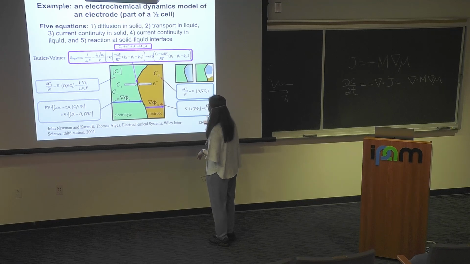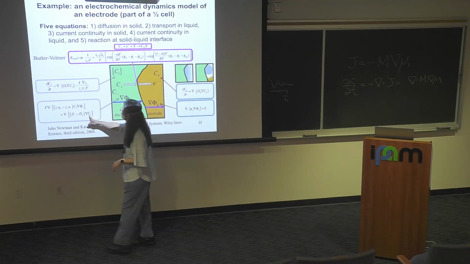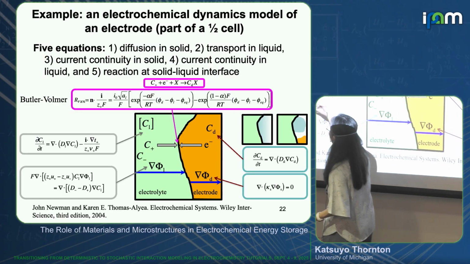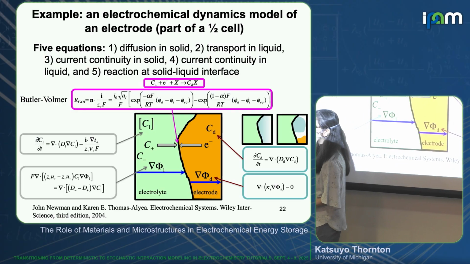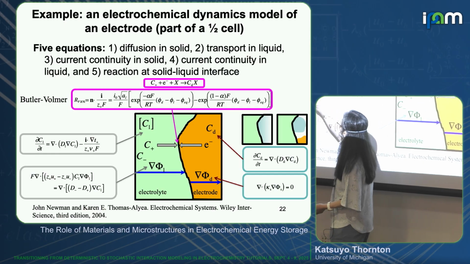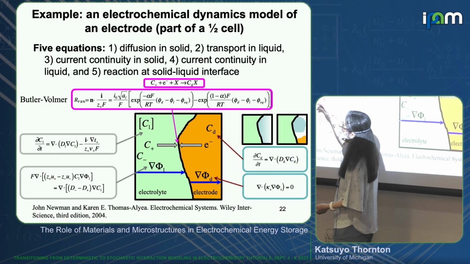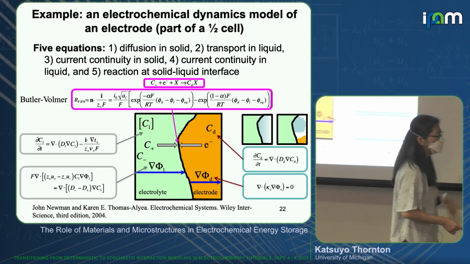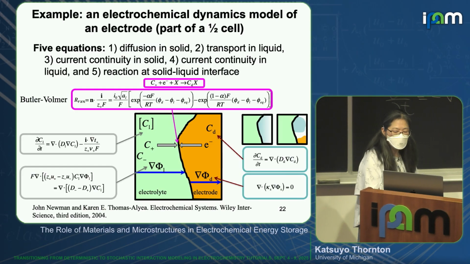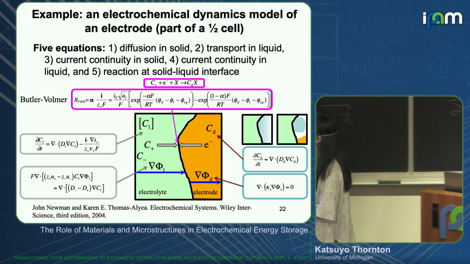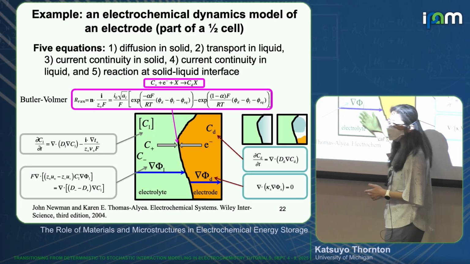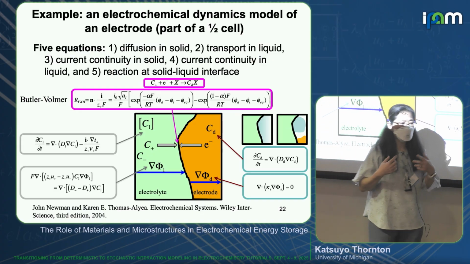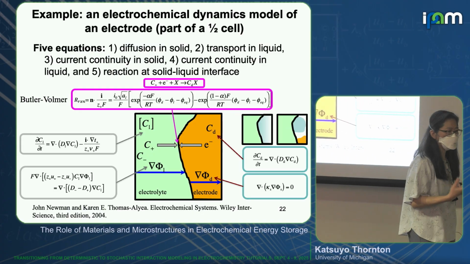And then the current continuity here. This is the concentration. This is also for ion, lithium ion in the electrolyte, and it comes out of the mass conservation equation, just like this. But it includes the fact that the lithium in the electrolyte is an ion. It's got a charge, so you have to take into account that there's a migration term.